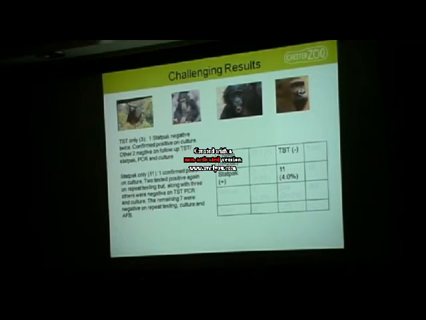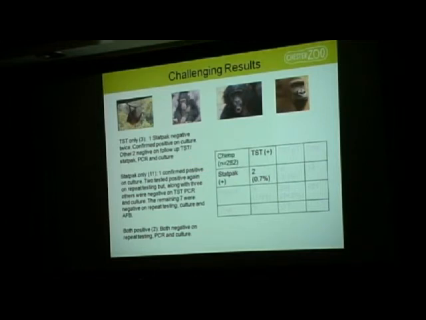So of those 11 StatPak positives, we had 1 confirmed on culture. 2 tested positive again on repeat testing, but along with 3 others were negative on skin testing, PCR, and culture. The remaining 7 were all negative on repeat testing with the StatPak, the skin test, culture, and acid-fast bacteria. I hope you're getting confused, because it's a big overlap. Of 282 animals tested, only 2 tested positive for both the StatPak and the skin test. Both of these animals were negative on repeat testing, PCR, and culture.